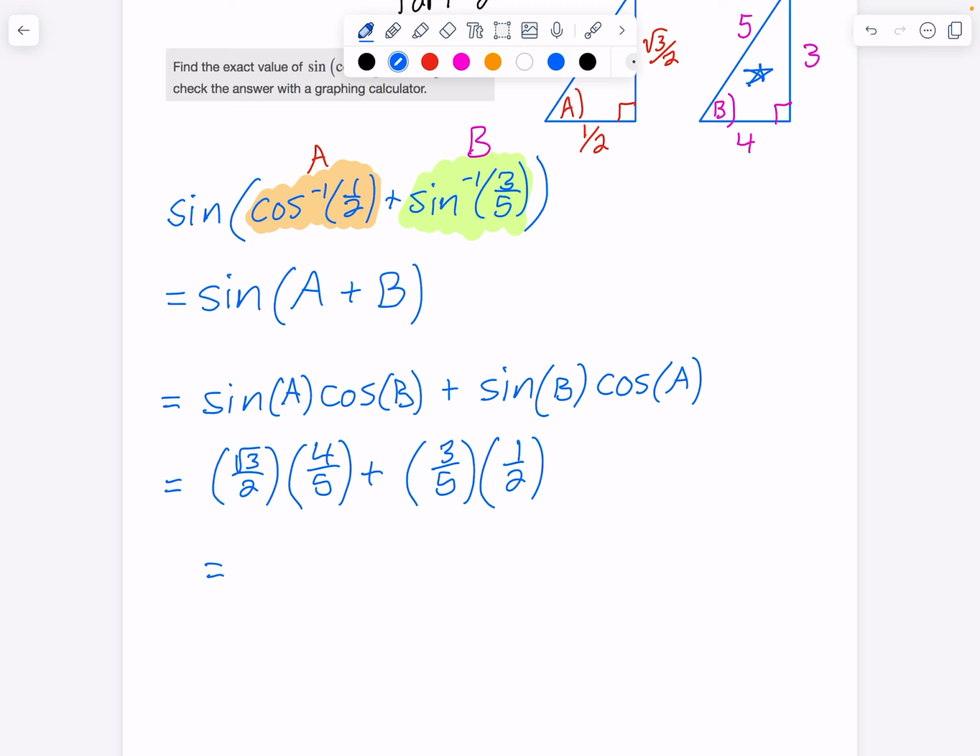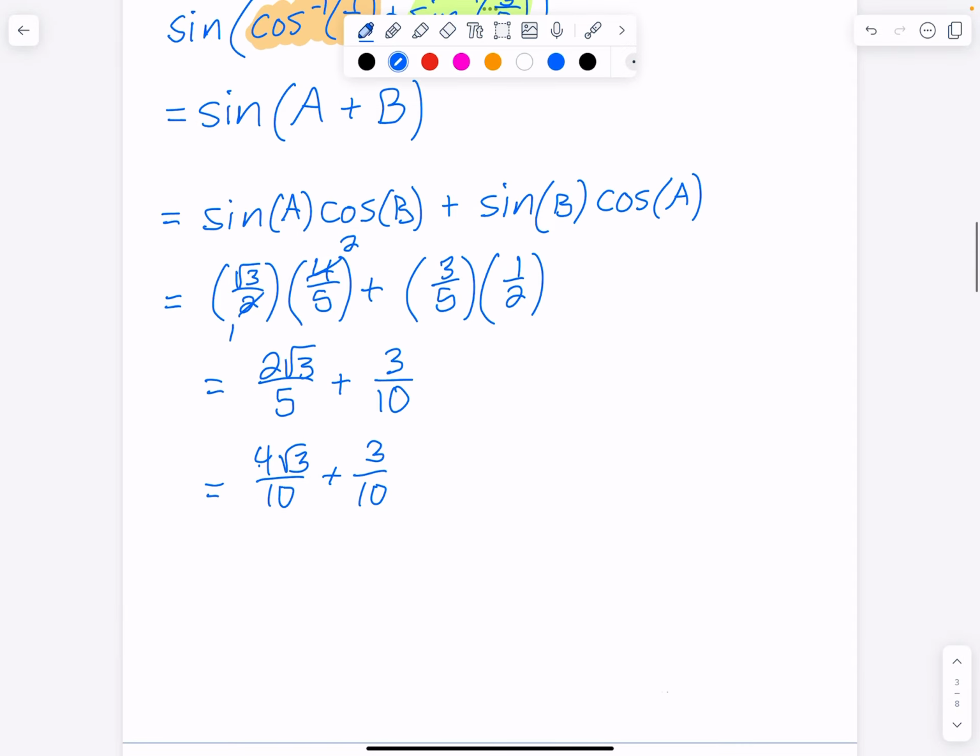So this ends up being, well, we get this 4 and that 2. There's 1, 2, and 2, 2 2's in 4. So this is 2 rad 3 over 5, plus 3 over 10. That's a great answer. If you wanted to go to a common denominator, I guess I would have just not canceled what I did above. So I could say that's going to be 4 rad 3 over 10 plus 3 over 10, and I could add these together. It doesn't really make it feel any simpler.